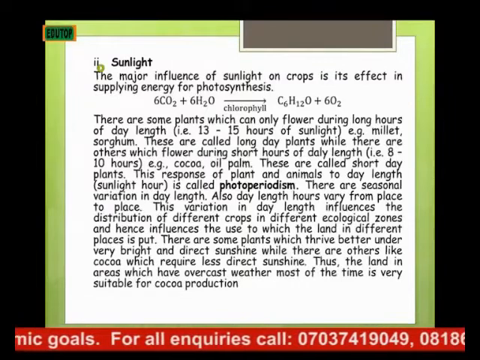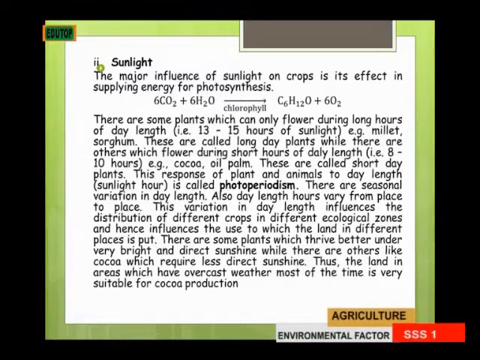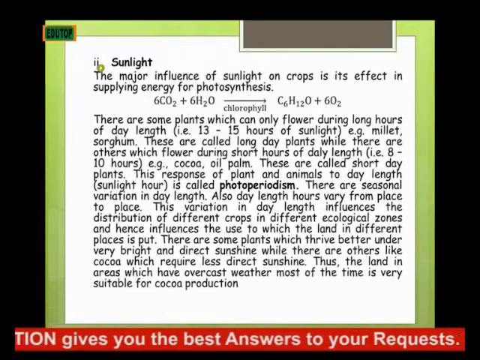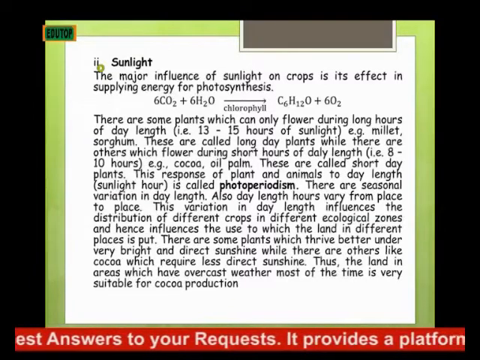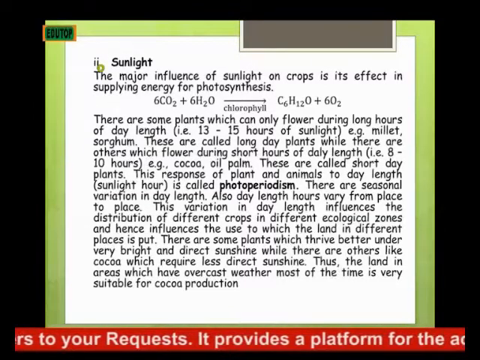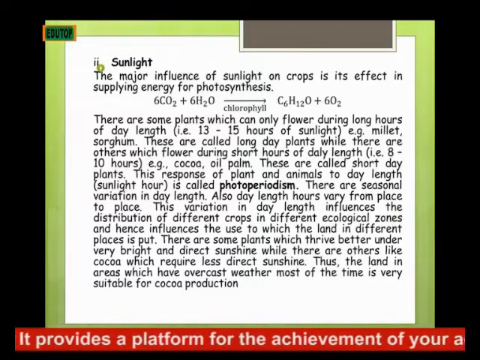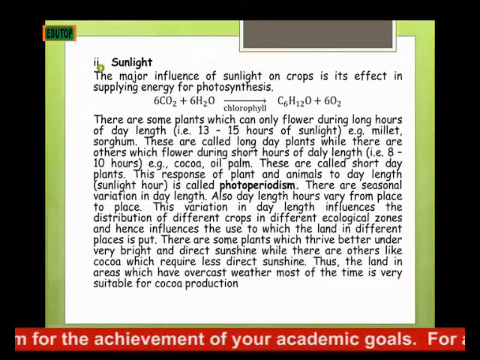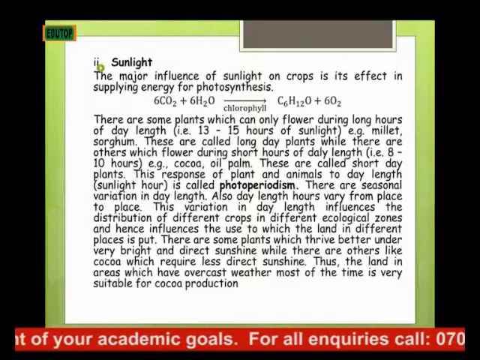There are some plants which thrive better under very bright and direct sunshine, while there are others like cocoa which require less direct sunshine. If you look at millet, the millet being produced in the north can adapt and thrive where there is direct sunlight, unlike cocoa and oil palm in the south, which require less direct sunlight. Thus, the land in areas which have overcast weather most of the time is very suitable for cocoa production.